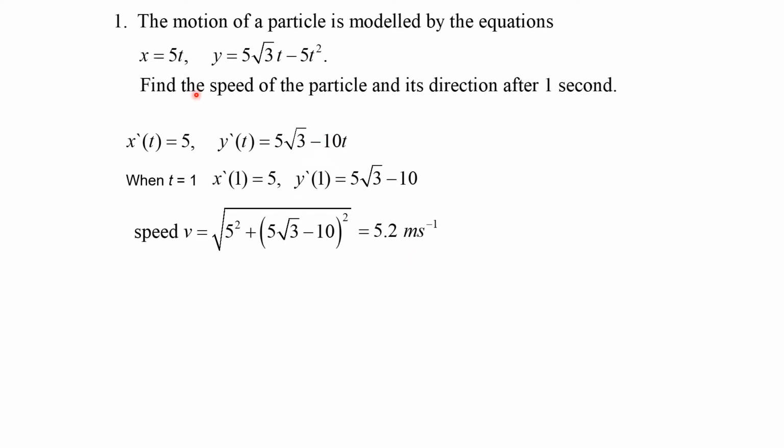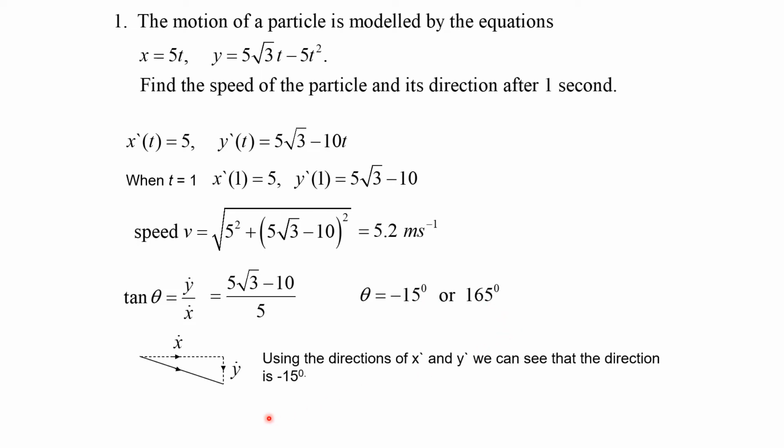So you have answered the first part of the question: the direction after 1 second. In order to determine direction, as I explained just now, tangent theta is y prime over x prime. So you have to find theta, y prime over x prime. Shift tangent of this value will actually give you negative 15 degrees or 165.